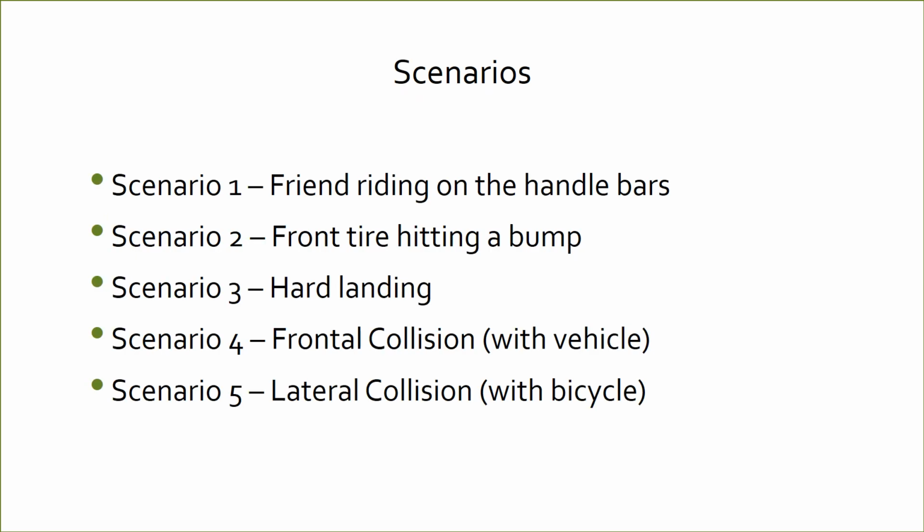Five loading scenarios were tested: a friend riding on the handlebars, front tire hitting a bump, a hard landing off of a jump, a frontal collision with a vehicle, and a lateral collision with a bicycle. The following slides will show the results of the loading scenarios on both geometries, made of Reynolds 953 steel.